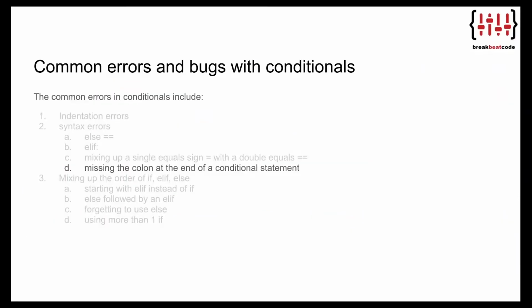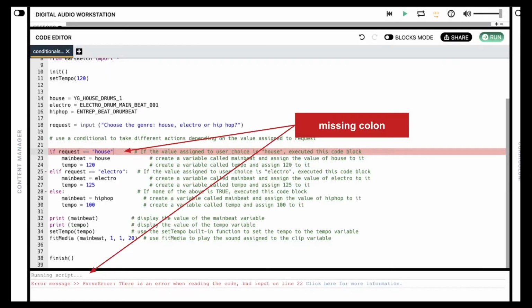We can create an error if we're missing the colon at the end of a conditional statement. So remember, the first line of code in for loops, while loops, and conditionals all end in a colon. That's the symbol with two dots on top of the other. We can see that we get a parse error, also known as a syntax error. To fix it, make sure that each line of code starts with if, elif, or else, and has a colon at the end.